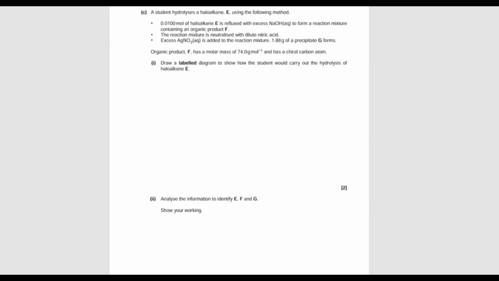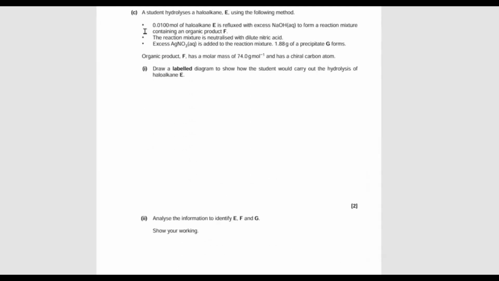Let's move on. A student hydrolyzes a haloalkane E using the following method. 0.01 mole of haloalkane E is refluxed with excess NaOH(aq) to form a reaction mixture containing an organic product F. The reaction mixture is neutralized with dilute nitric acid. Excess silver nitrate aqueous is added to the reaction mixture. We get 1.88 grams of a precipitate G that's formed. The organic product F has a molar mass, that's Mr, of 74 and has a chiral carbon atom. Draw a labelled diagram to show how the student can carry out the hydrolysis of haloalkane E.